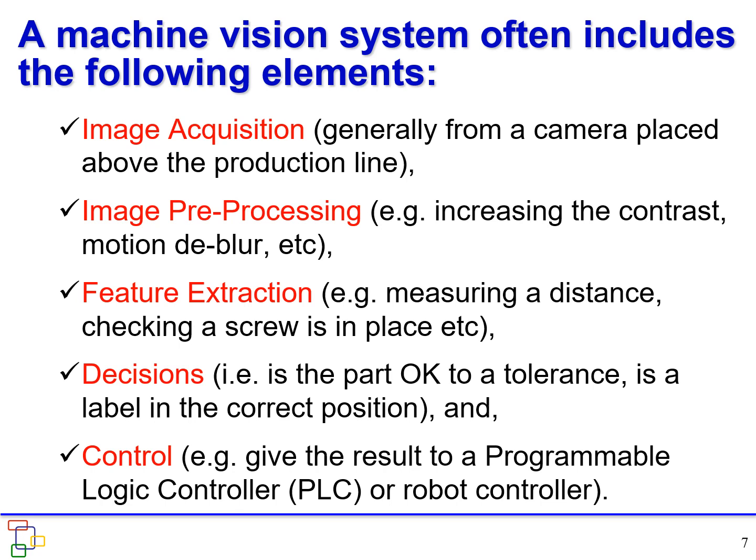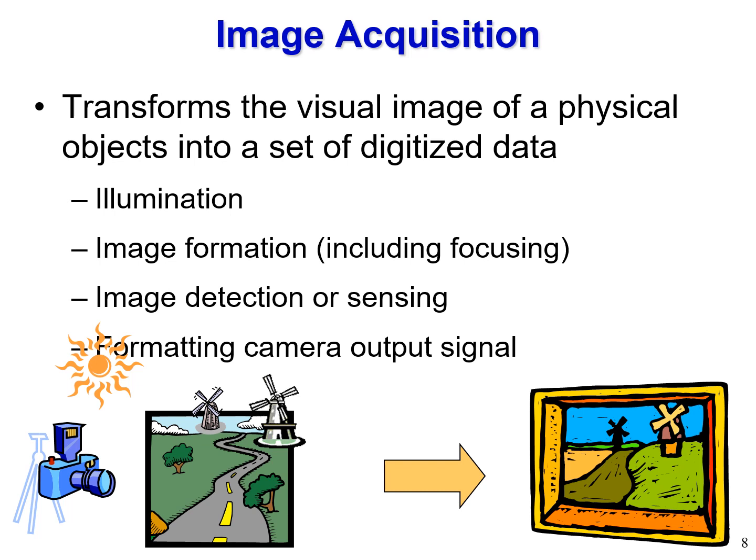A machine vision system normally includes the following elements: image acquisition, image pre-processing, feature extraction, decision to check whether it is okay, and control like a PLC or robot controller. So what is image acquisition? It is transforming the visual image of a physical object into a set of digitized data, and it occurs with the help of illumination, image formation, image detection or sensing, and formatting the camera output signal.